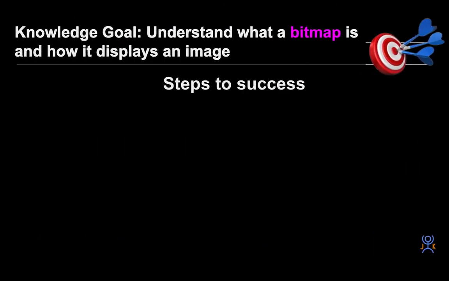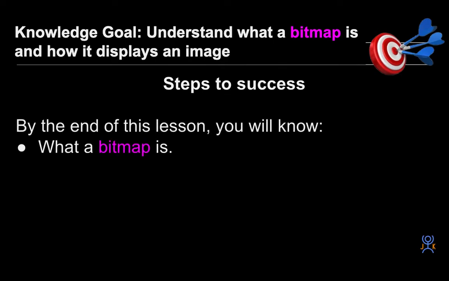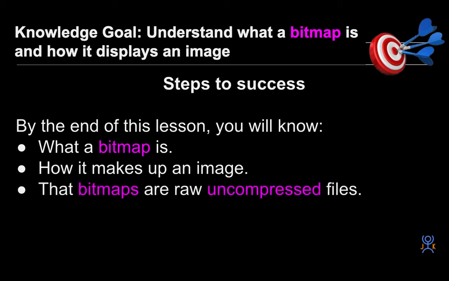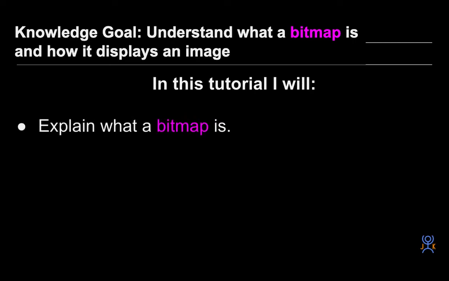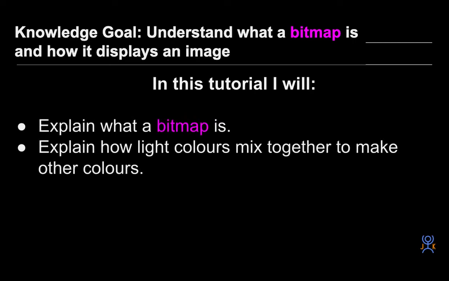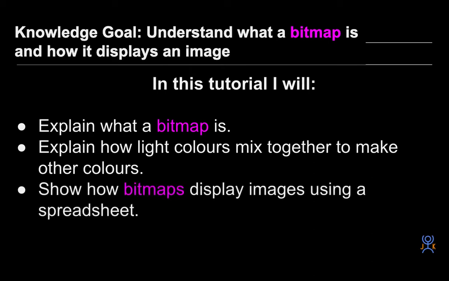So, steps to success. What you will learn in this lesson is what a bitmap is, how it makes up an image. Bitmaps are raw, uncompressed files, so we'll get to that in a bit. In this tutorial I will explain what a bitmap is, explain how colours of light mix together to make other colours, and show how bitmaps display images using a spreadsheet.